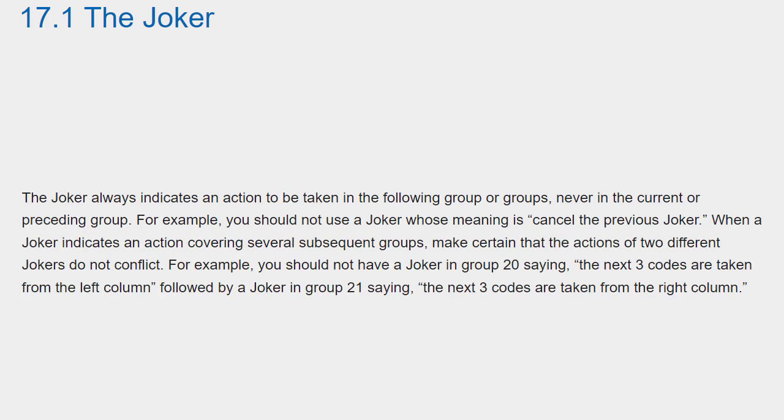The joker always indicates an action to be taken in the following group or groups, never in the current or preceding group. For example, you should not use a joker whose meaning is cancel the previous joker. When a joker indicates an action covering several subsequent groups, make certain that the actions of 2 different jokers do not conflict. For example, you should not have a joker in group 20 saying the next 3 codes are taken from the left column, followed by a joker in group 21 saying the next 3 codes are taken from the right column.